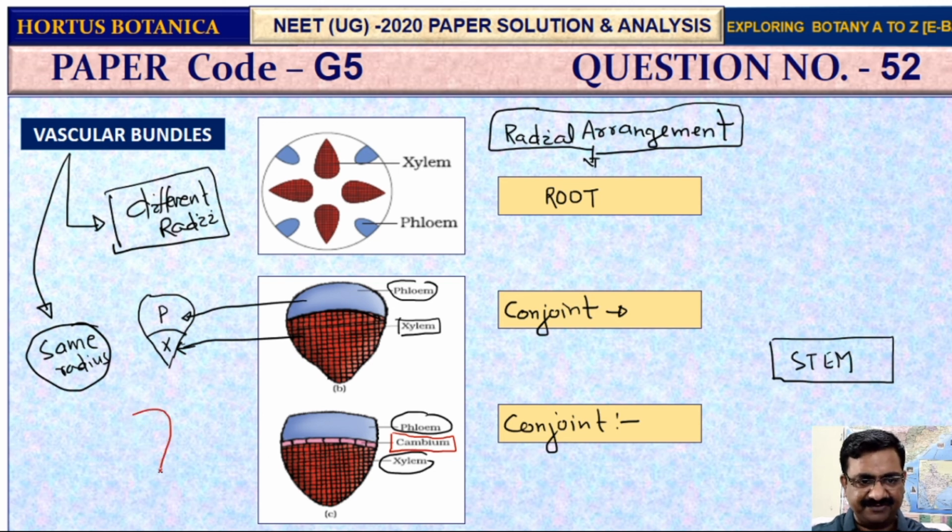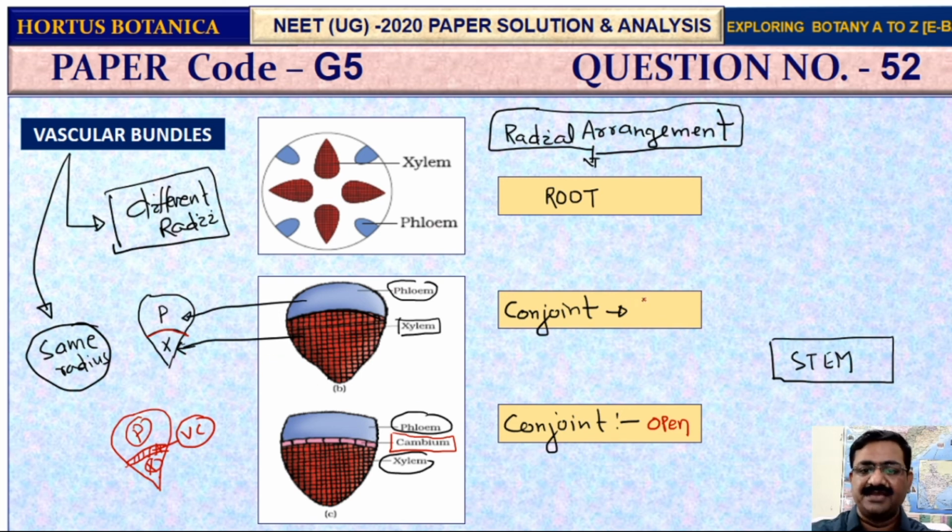Yes, see, if you have this vascular bundle, and this is your phloem, this is xylem, both have a very distinct layer, and this is called vascular cambium. So if vascular cambium is present between phloem and xylem in a vascular bundle, then it is called an open vascular bundle. But if it is not present, see here, there is only a distinct layer and no vascular cambium, then the vascular bundle is called a closed vascular bundle.